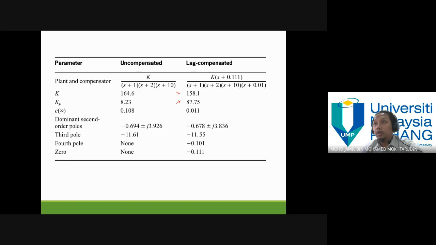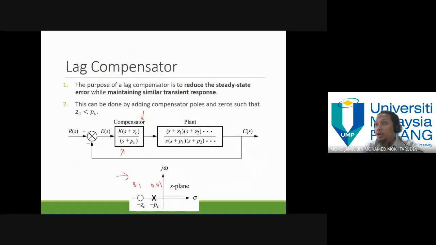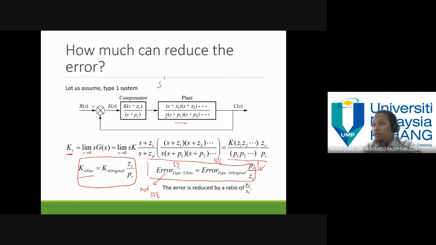Okay, so when you want to design a lag compensator, the purpose is to reduce steady state error. Okay, so if you are required to reduce the steady state error of a system, then you need to use a lag compensator. So to design a lag compensator, you need to choose ZC value less than PC value, or ZC more negative than PC value. And then to determine ZC and PC, you need to use this ratio. Meaning that you need to find the static error constant of the original and new one and find the ratio. And the ratio equals the ratio of ZC over PC.